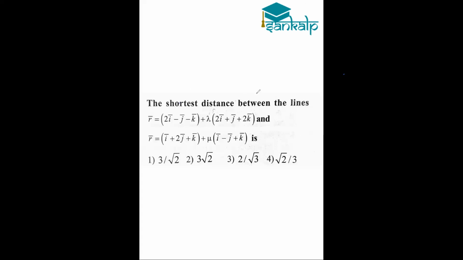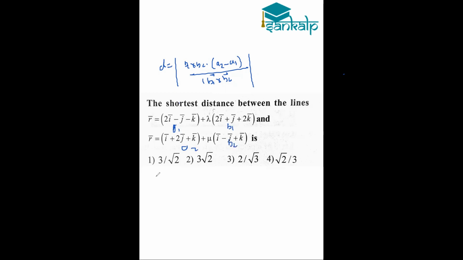The next question, the shortest distance between the lines. Here we are directly making use of the formula d is equal to the mod of (b1 cross b2) into (a2 minus a1), divided by the mod of b1 cross b2. First we have to calculate one by one a2 minus a1. This is a1, this is a2, this is b1, and this is b2.